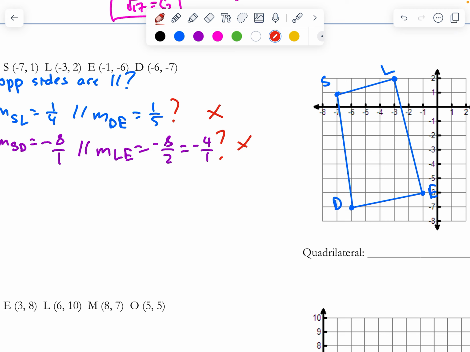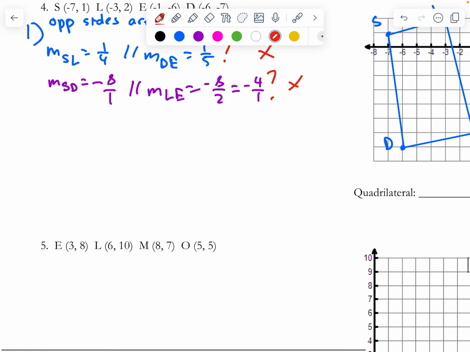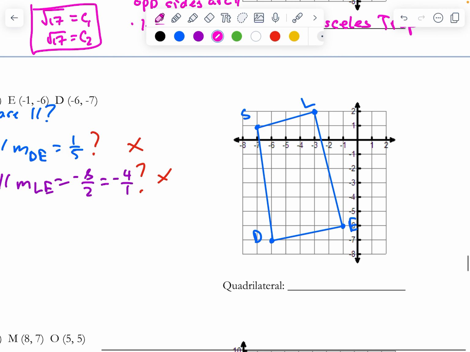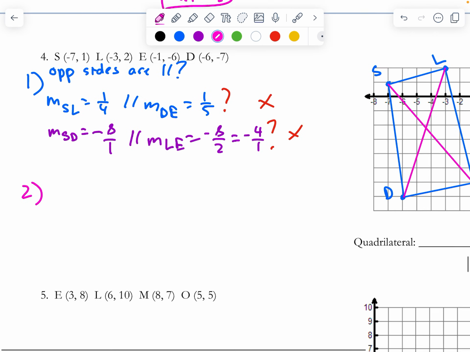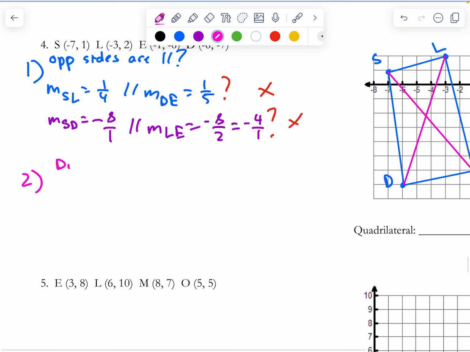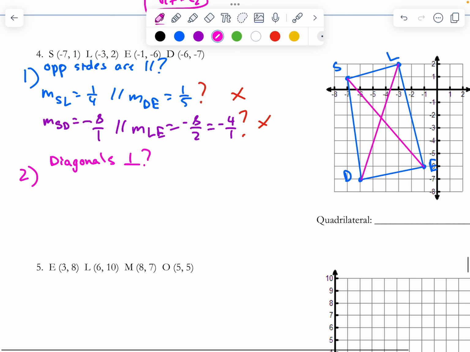Okay, so now let's go ahead and check. The second thing we have to do when we're checking this, right? A lot of you probably wanted to jump straight to a quadrilateral, but remember, kites don't have opposite parallel sides. So that means we have to check our diagonals. A kite always has diagonals that are perpendicular. So if this is not perpendicular, then this has to be a quadrilateral. Are diagonals perpendicular? Well, let's take a look.